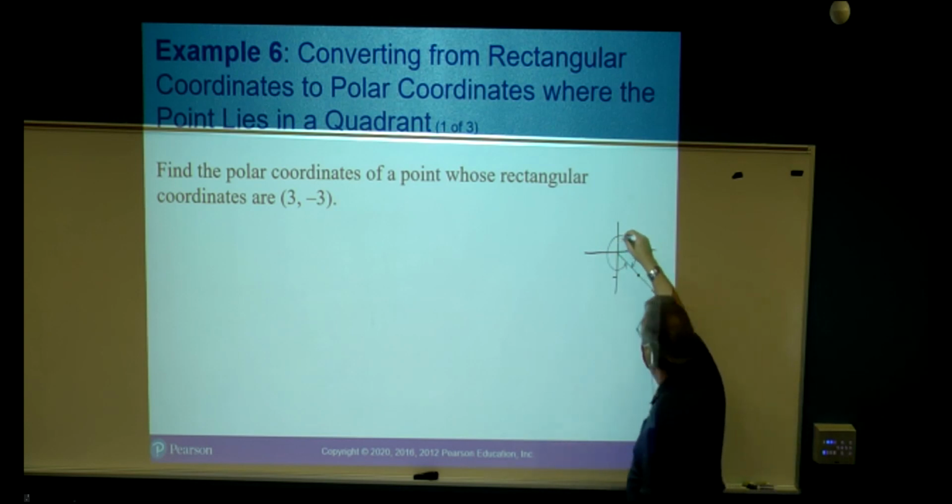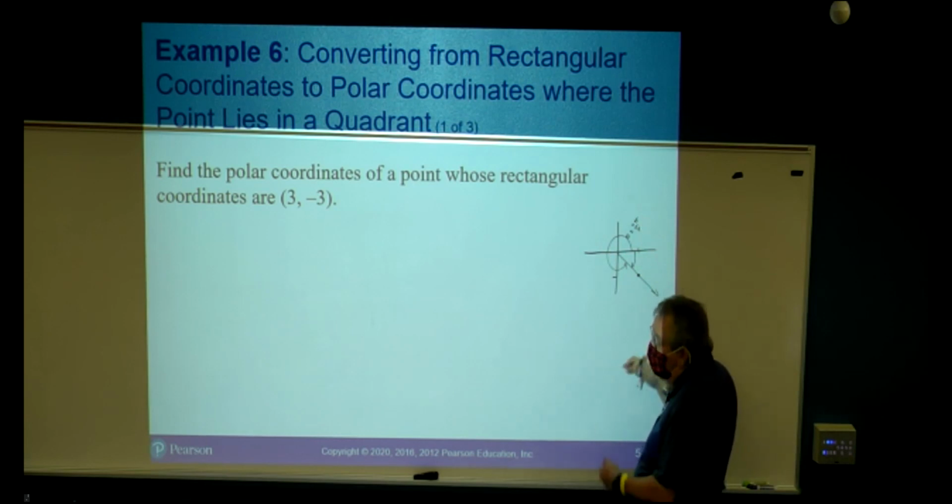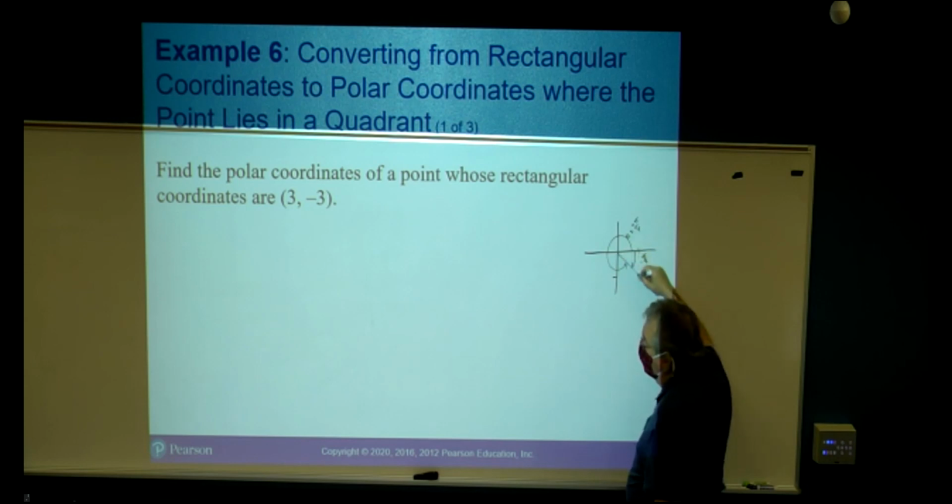So I'm going to say theta is 7 pi over 4, rather than doing the negative. They may end up doing the negative, which is a negative pi over 4. But whether they use 7 pi over 4 or negative pi over 4, R is going to be positive. So now we need to find out what R is.